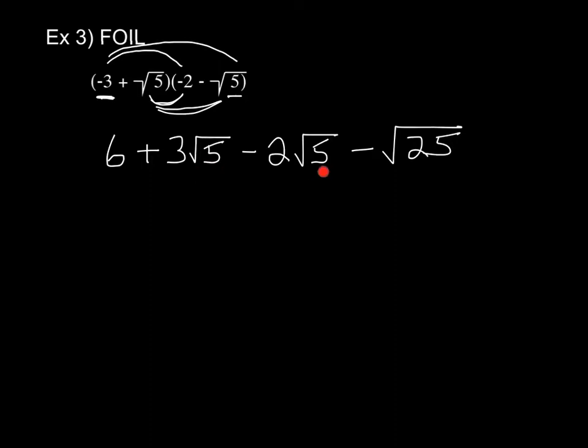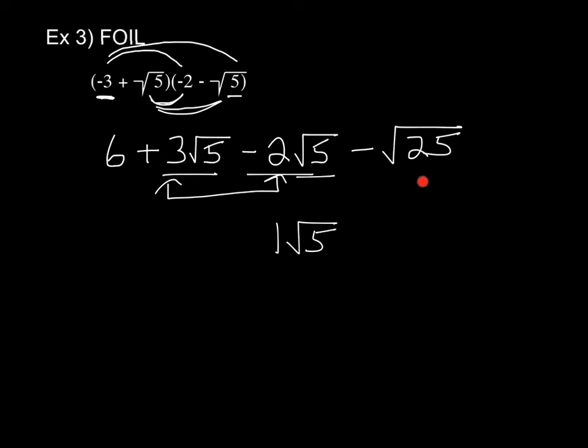First thing I notice is both of these are radical 5s, so I know that I can put these two together, and I would do that by adding or subtracting their coefficients. In this case, it's a plus 3 and a minus 2, so that leaves me a 1 radical 5.